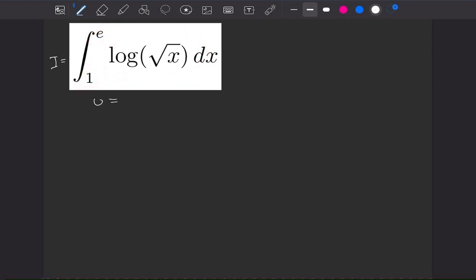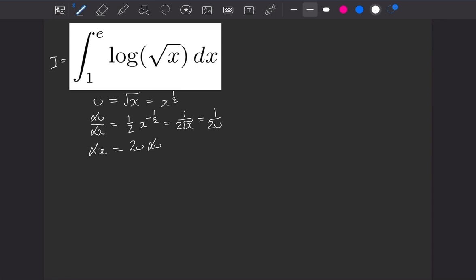We'll have u is equal to the square root of x, which we can rewrite as x to the power of a half. So when we differentiate this, we'll get du/dx is equal to a half x to the minus half, which is the same as 1 over 2 square root of x, and the square root of x is u, so this is 1 over 2u. So now we can rearrange this and say that dx is equal to 2u du.